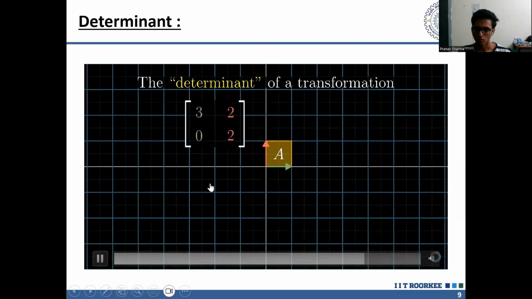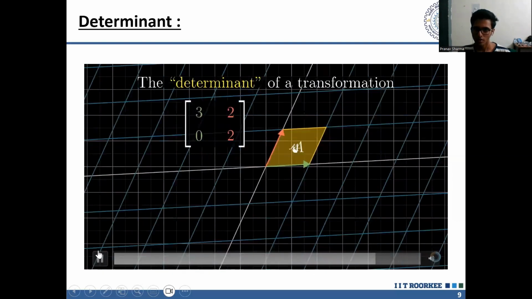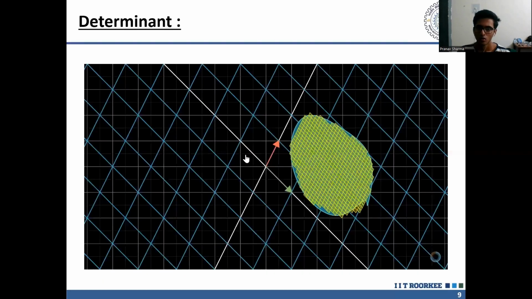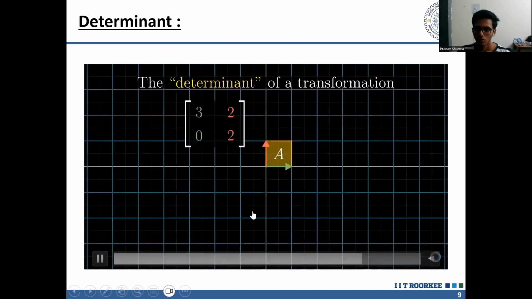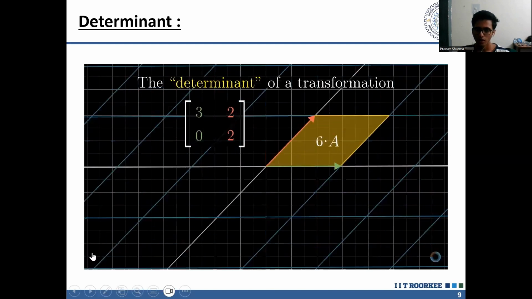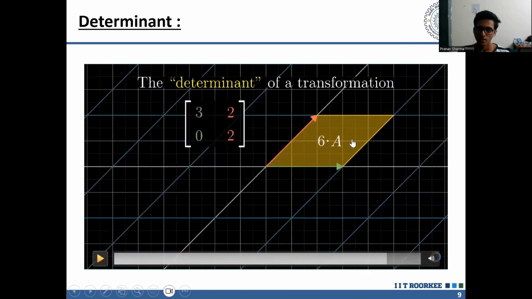Now let's move ahead. The determinant of a transformation. So now the determinant gives the scaling factor. For example, if the determinant of this matrix, as we can see, is 6, then the area will be scaled 6 times. Now let's move ahead.